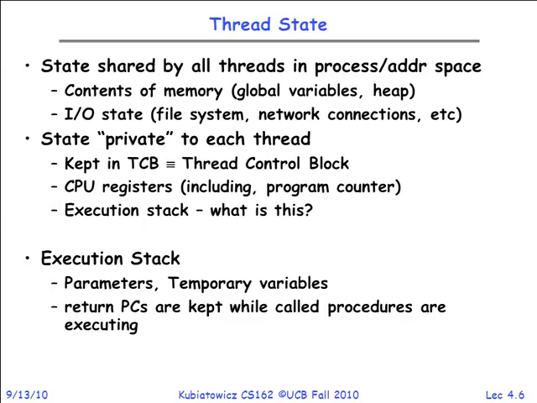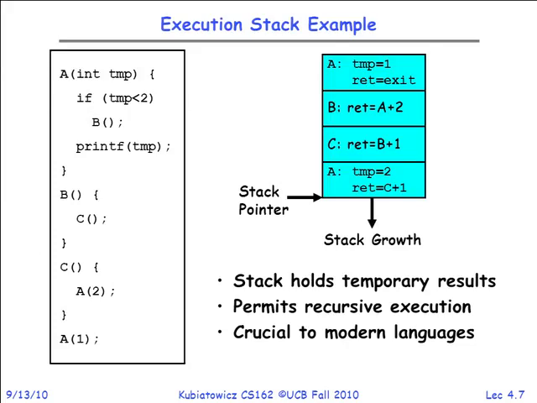So you don't know how much memory space you need, because that's going to depend on how far you go recursively. Let me remind everybody, this is a 61C concept, but let me pull it back up on the board. If we have this piece of code, notice how A has an argument, temp, and if temp is less than 2, we call B, and B has no arguments, but it calls C, and C calls A of 2. Then when we're done defining all this stuff, we start everybody by calling A of 1.